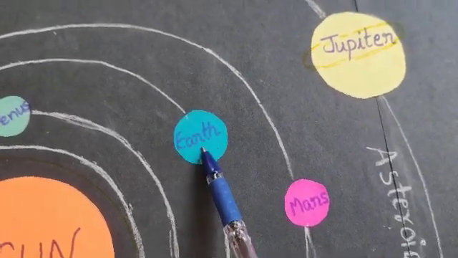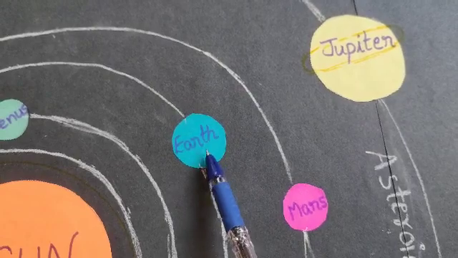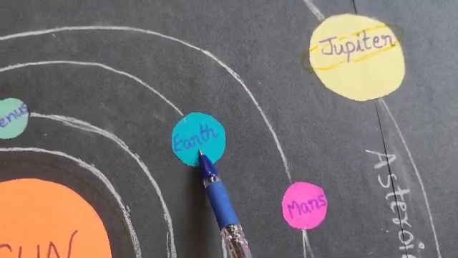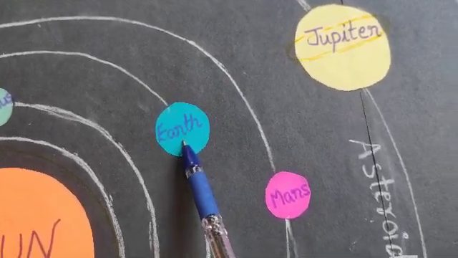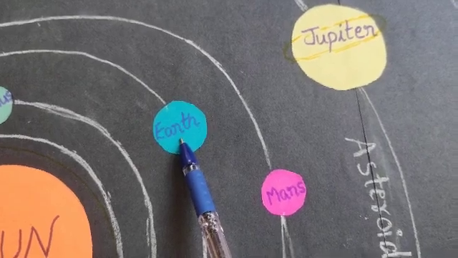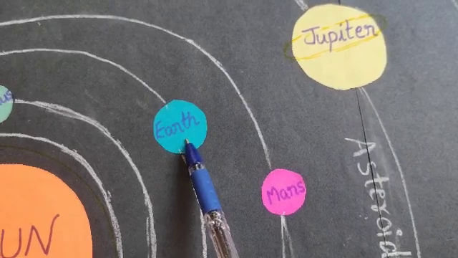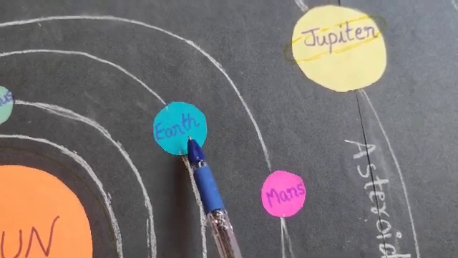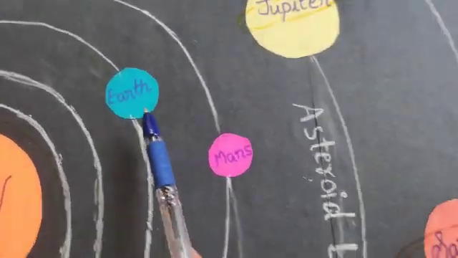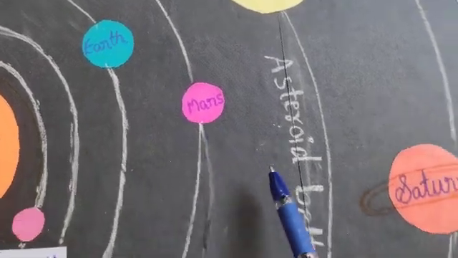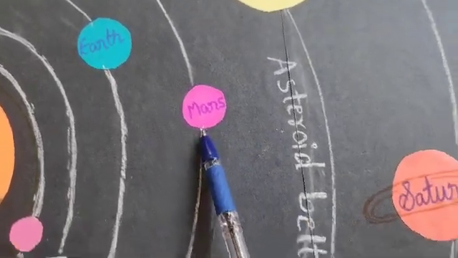Earth. Why have I given this blue color? Because you know already the Earth is covered with 3/4 water. That's why it seems blue. So the third one is Earth and the fourth one is Mars.